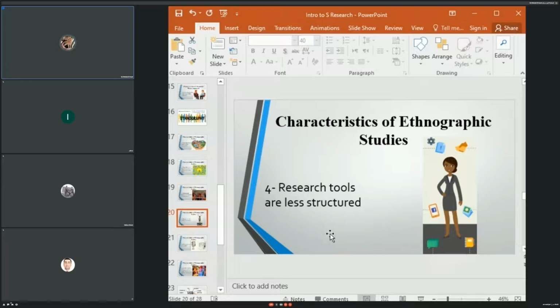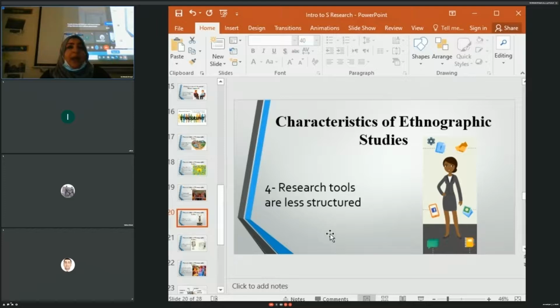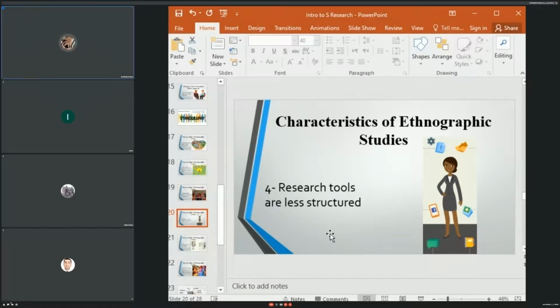Another characteristic is that the research tools are less structured. When I talked about these examples, have you seen that I am just part of the community? I have observations, I can have interviews, I can have narratives. I can draw from all other kinds of qualitative research. I can have access to archives or documents. I can use photos, I can use diaries. See, all of these resources. So the sky is the limit. I have no limit for my tools of research. So I can use any of these tools in order to get my data.